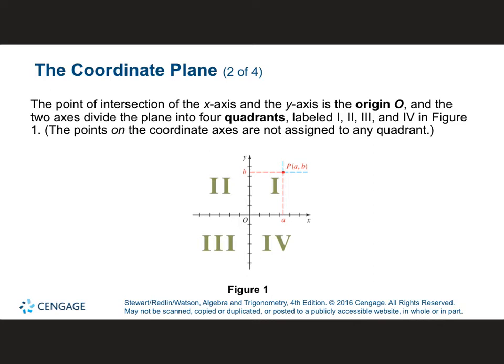Coordinate plane. With a coordinate plane, you want to keep in mind your quadrants. You just have your 4 quadrants within your coordinate plane. The top right is quadrant 1, top left is quadrant 2, bottom left is quadrant 3, bottom right is quadrant 4. Literally counterclockwise from up top right all the way around.